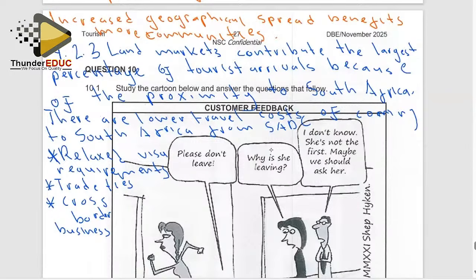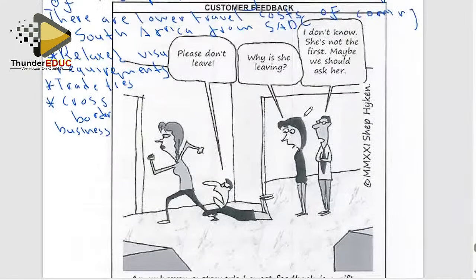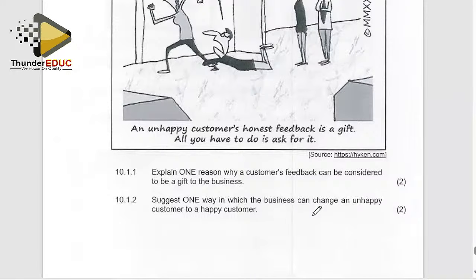Now, we are now going to the next question, which is question 10. So if you look at question 10, all right. So question 10, we do have 4 characters who are in the cartoon. The first one is saying, please don't leave. Then the other one is saying, why is she leaving? I don't know, she's not the first. Maybe we should ask here. An unhappy customer's honest feedback is a gift. All you have to do is to ask for it. Then the question reads, explain one reason why the customer feedback can be considered as a gift to business.